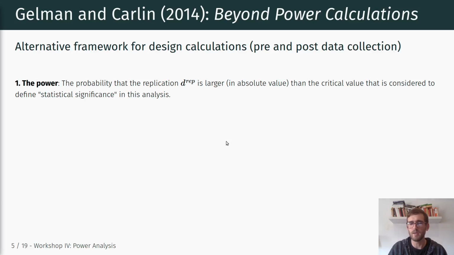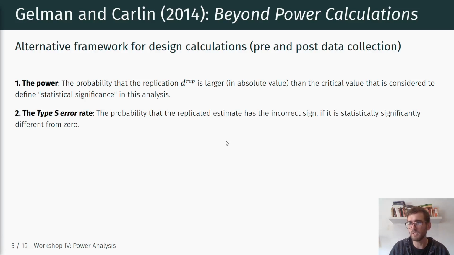Okay, but this is not the key point. The key point is that we should move beyond simple power and examine two other statistics related to the design. One is called the type S error rate, which is the probability that the replicated estimate has the incorrect sign if it is statistically significantly different from zero.